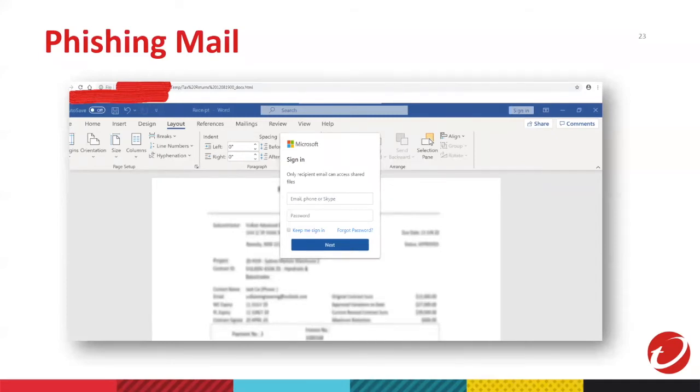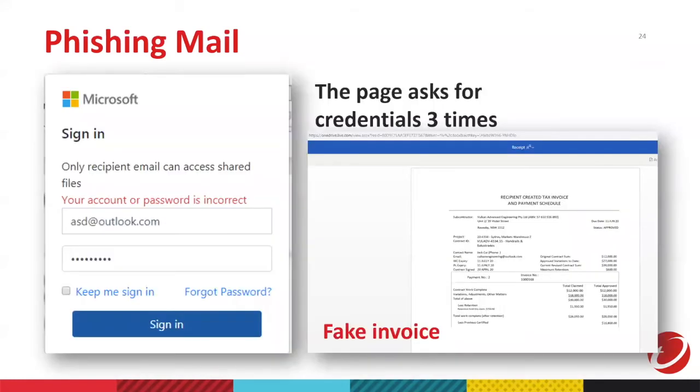So what happens if we enter our credentials? It will show you this fake invoice. But before showing it to you, this page will ask you for your credentials 3 times. So why is it doing this? First, to avoid suspicion. So imagine this. You entered a credential to open the document, and now you are expecting that the document will show up once you have done this. If no document showed up, you will get that feeling that something is wrong and that your account is compromised. So the phishers don't want that.